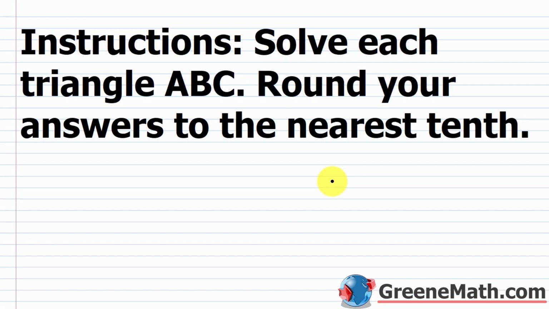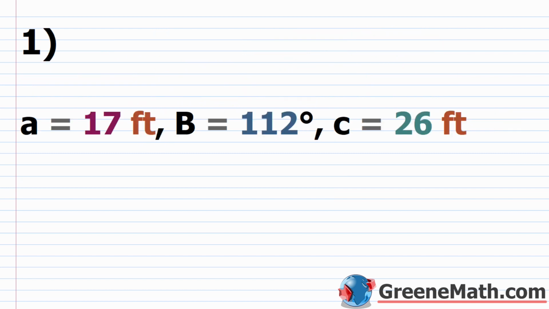All right, let's take a look at the practice test. For the instructions, we're asked to solve each triangle ABC. We want to round our answers to the nearest tenth. All right, for the first problem, we're given that the length of side A is 17 feet, the measure of angle B is 112 degrees, and the length of side C is 26 feet.